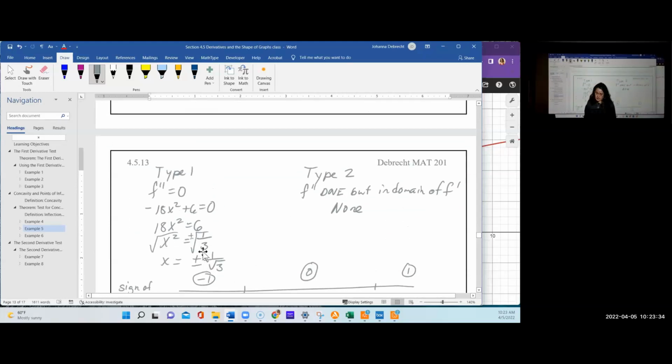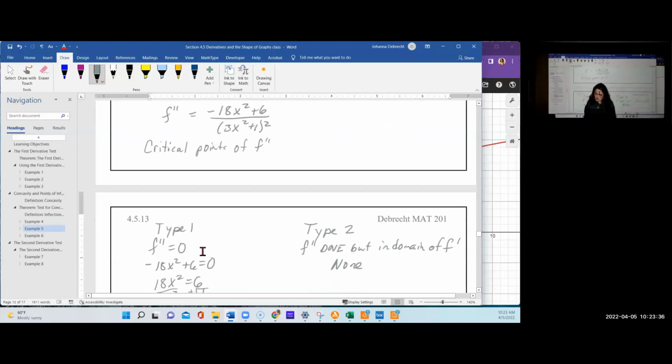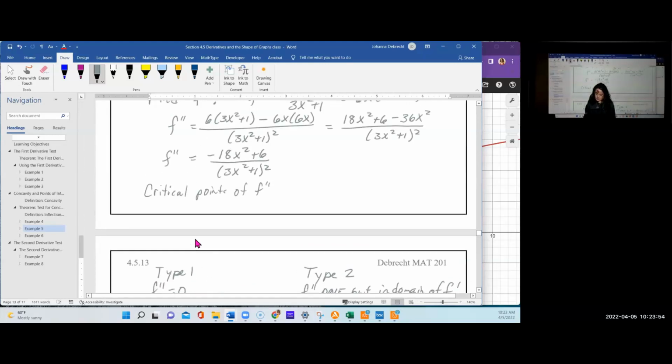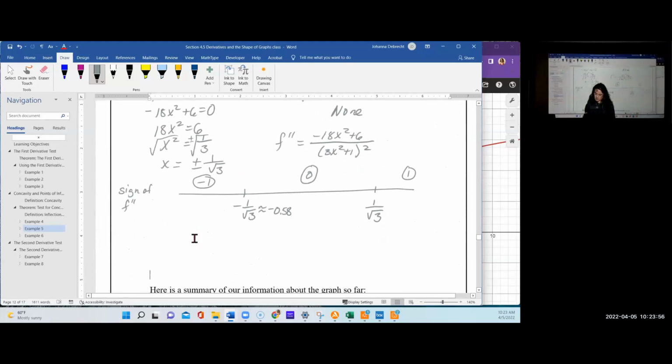And this time I'm looking at the second derivative. So let me copy off the second derivative, negative 18x squared plus 6, all divided by 3x squared plus 1 squared. I think that's correct. Okay, so plugging negative 1 in, note the denominator squared. Don't even pay any attention to it. Don't bother trying to plug in. It's squared. It's got to be positive. So only the numerator affects us.